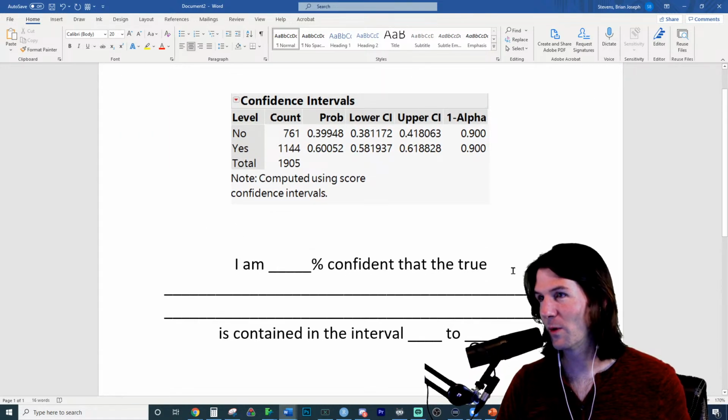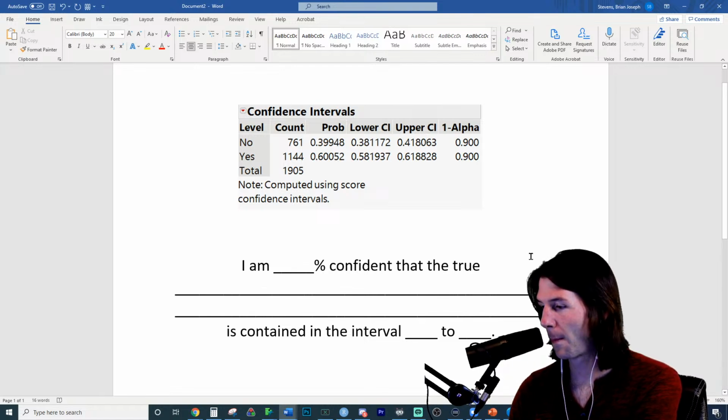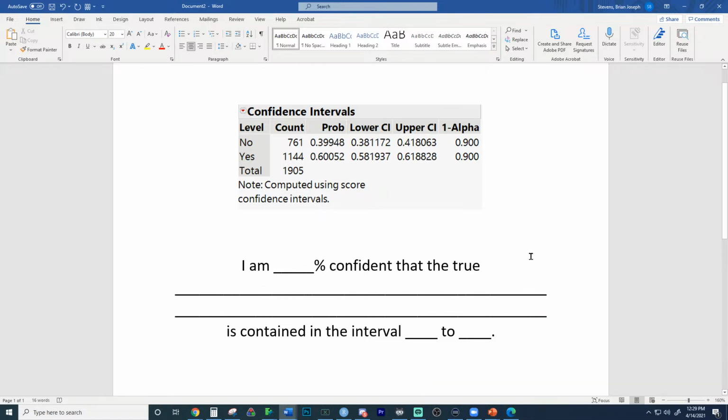I see when we do written tests. So Brian is talking about, are people born in Tennessee? So how would we interpret this? I'm 99% confident the true proportion of days where there was high cash demand.